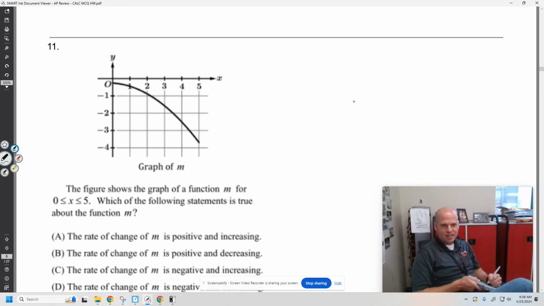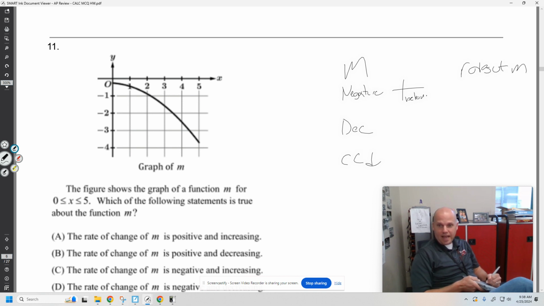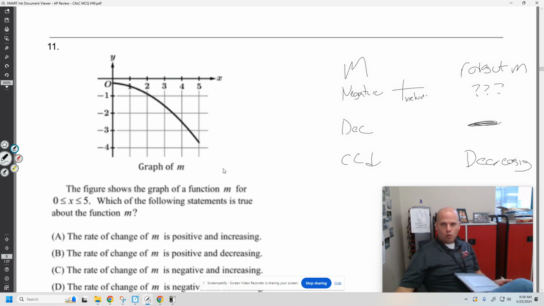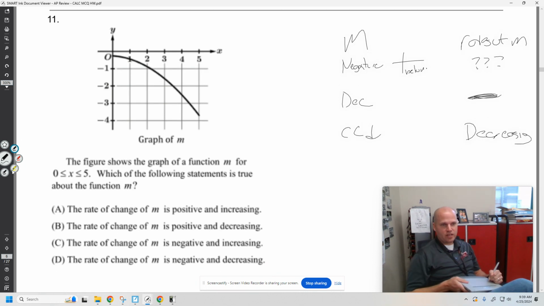Hey, there it is. The graph of M is negative because it's below the x-axis. I'm just going to do all of it. M is negative. M is decreasing. M is concave down. The rates of M being negative, being below the x-axis, you don't know anything. Knowing that M is decreasing knows that the slopes must be negative. Knowing that we're concave down means the slopes must be decreasing. Okay, we got it. We are looking at the rates of change of M. The rates of change of M are negative and decreasing.